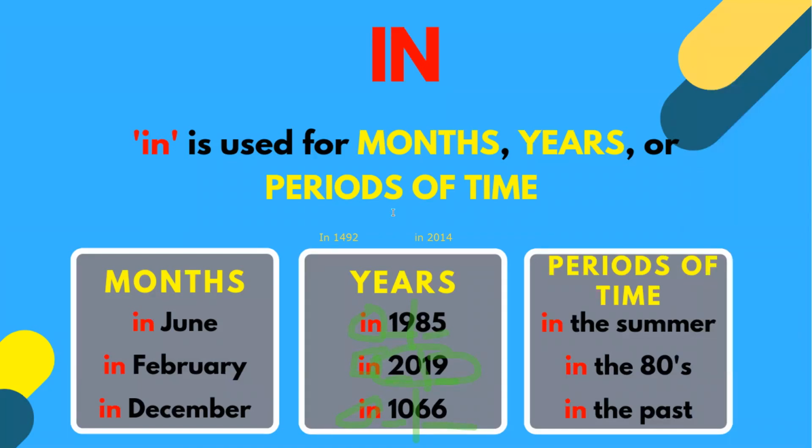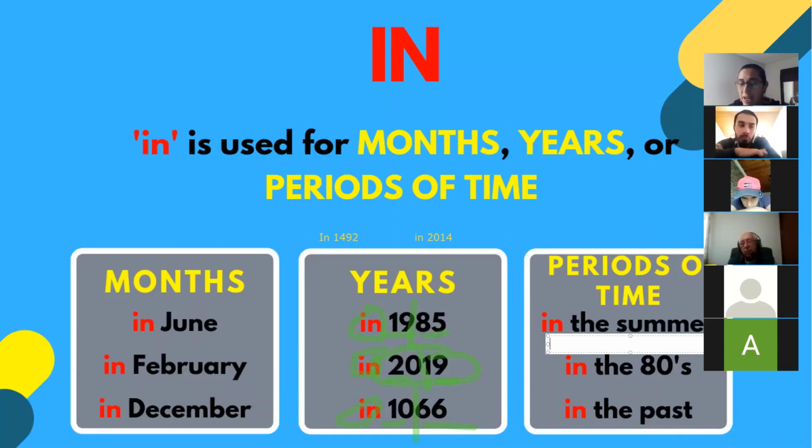Okay. The other use of preposition in is expressing periods of time. In this category we have the seasons. Remember the seasons? For example, summer. What is summer? Verano. Okay, what are the other seasons? We have summer. Spring. What else?